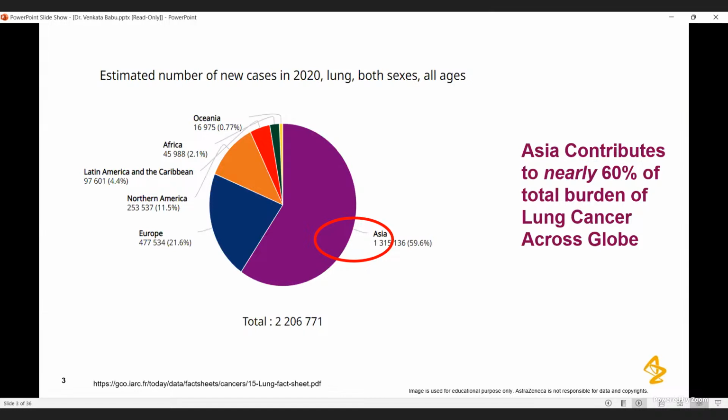So Asia nearly contributes to 60% of the total burden of lung cancer across the globe. The reasons are many, and the most important factor is smoking. However, there are a number of cases who are non-smokers gradually increasing. When we see this graph where Asia occupies more than 50%, more than half of the burden of the entire globe is being borne by Asia. Next slide, please.